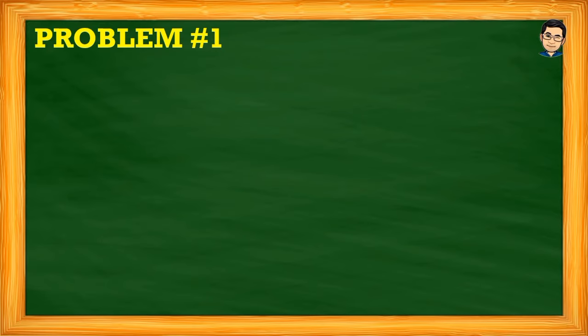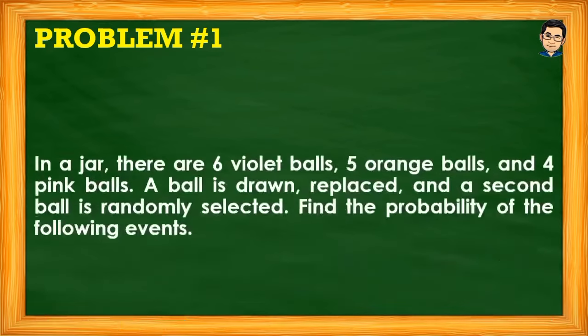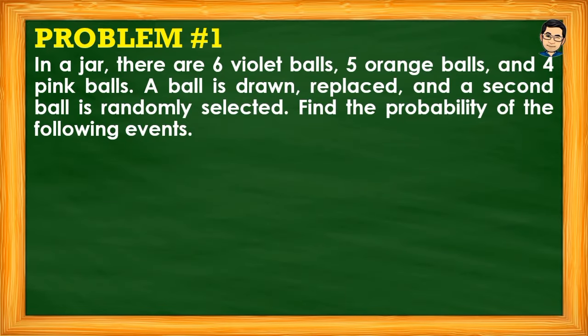So let's have an example problem. In a jar, there are 6 violet balls, 5 orange balls, and 4 pink balls. A ball is drawn, replaced, and a second ball is randomly selected. Find the probability of the following events. So, in a jar, there are 6 violet balls, 5 orange balls, and 4 pink balls.